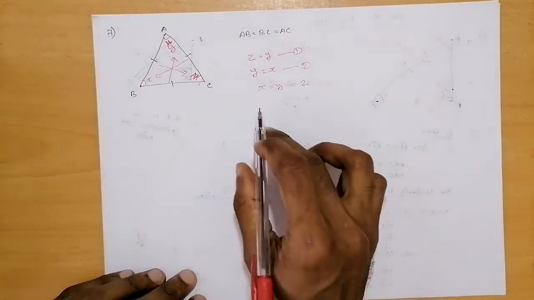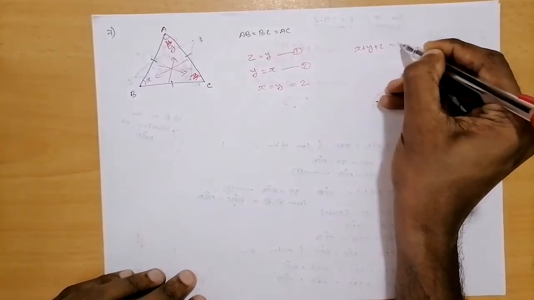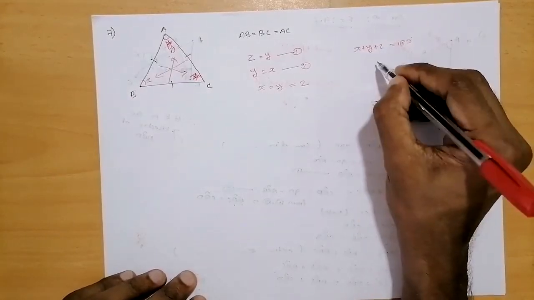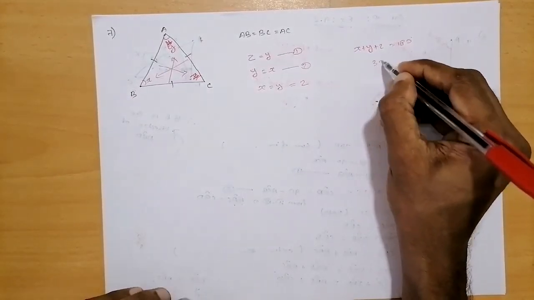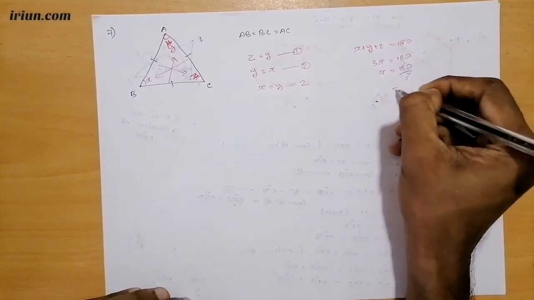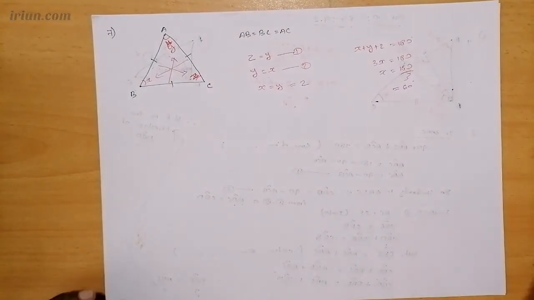Okay. So what is the sum of these three angles? X plus Y plus Z is equal to 180. So those three are equal. So we can name with the individual angle. So 3x equals 180. So x equals 180 over 3, which means 60. So all the angles are 60.